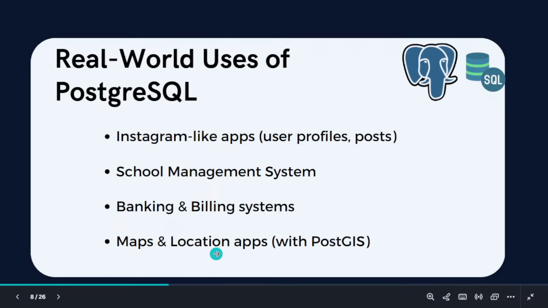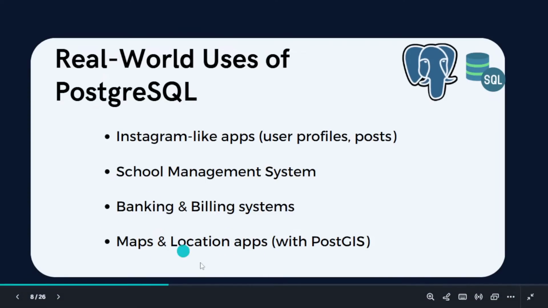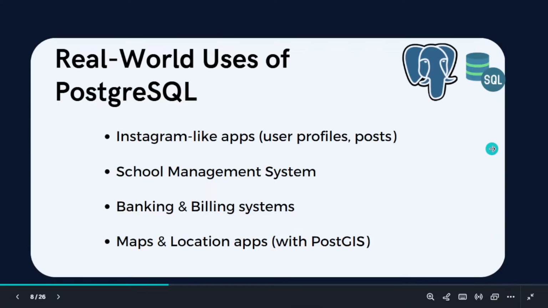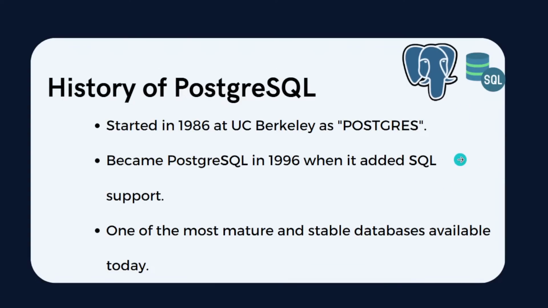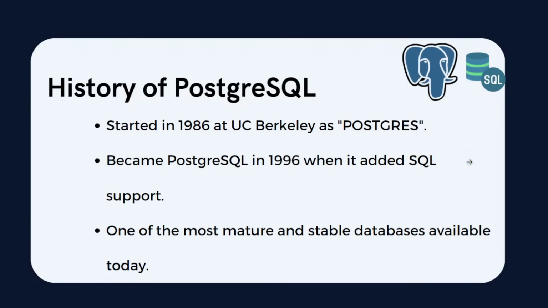And maps and location apps. What are maps and location apps? Like Google Maps. Google Maps is a map and location app, and this also chooses PostgreSQL for storing maps, locations, and other related data. Most important tech related storage is stored in PostgreSQL.